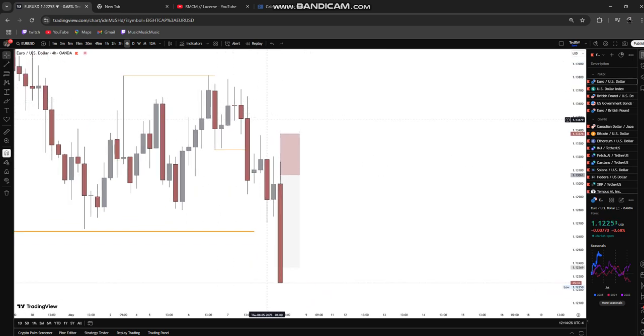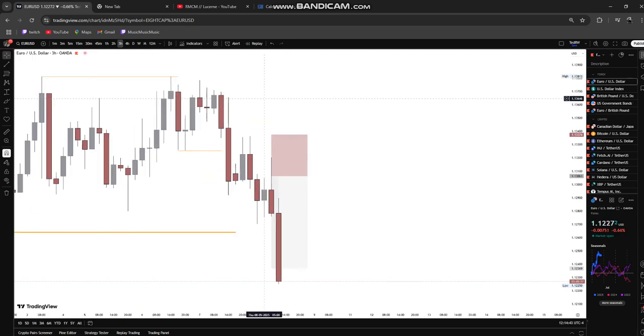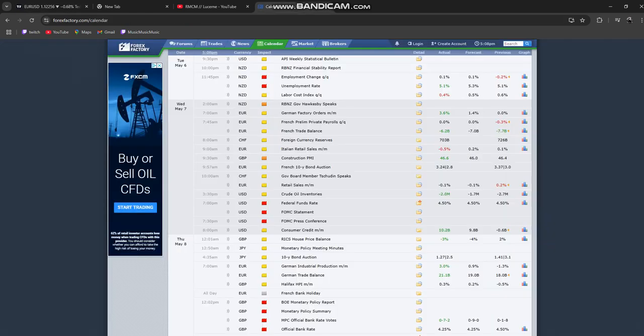So this is where, once we've actually got this displacement, we'll look to align some sort of weekly manipulation, to where we can say, okay, the weekly manipulation's been put in, could this potentially be high or low of the week? So this is a good example. We've got the displacement. This push here, highlighted in red, is our FOMC statement, late Wednesday, coming out at 7 p.m.